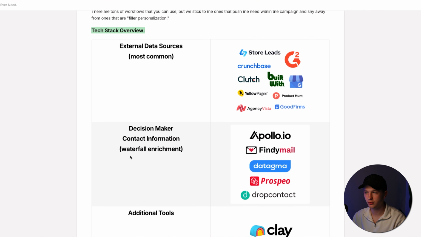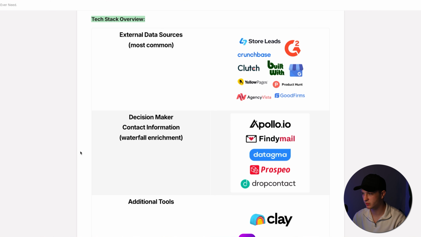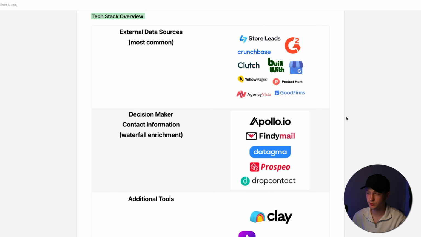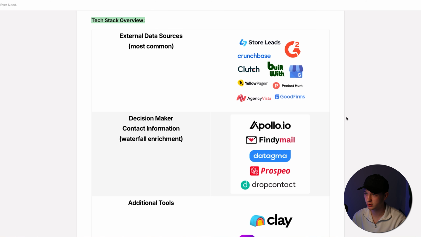Now, this doesn't include every single software, but it includes the main ones. So external databases: you've got StoreLeads for e-commerce, G2 for service-based businesses and software companies, Google My Business for local businesses, BuiltWith if you want to check out the specific technologies that companies are using. Clutch, Yellow Pages, Agency Vista, GoodFirms, Product Hunt, Crunchbase is good for recently funded companies. A whole range, and obviously there are industry-specific, even more niche ones that you can check out as well, depending on what industry you're in.